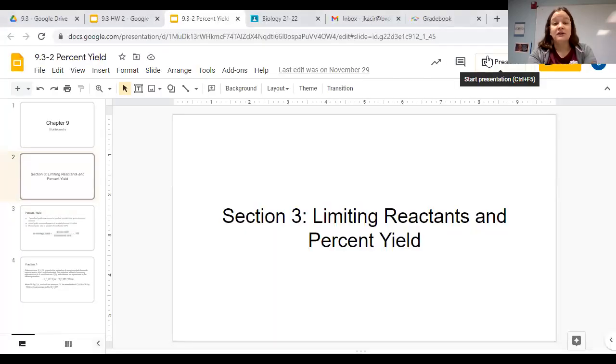Today we're doing percent yield. Percent yield is a little bit easier. It is related to the limiting reactant. We're going to write down a few definitions to get started, and then we'll get into a couple of math problems.